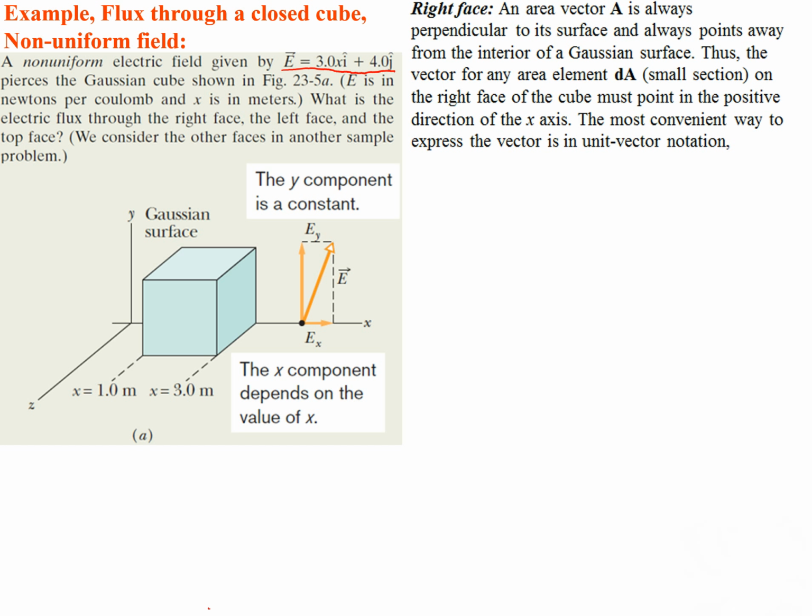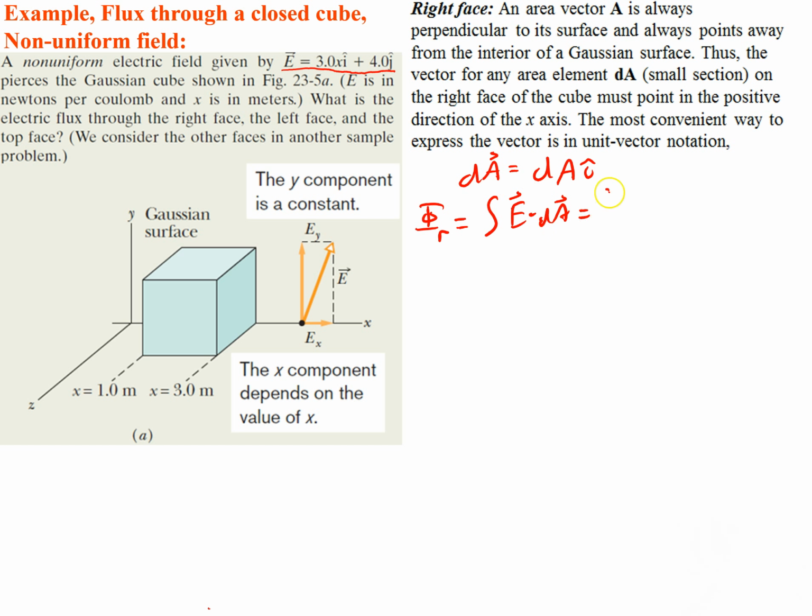Okay, so if we're just talking about the right face, well, an area vector A is always going to be perpendicular to the surface. It's always going to be coming out, and it always points away. Thus, the vector for any area element dA on the right face of the cube must point in the positive x direction. So the most convenient way to write this is going to be dA is equal to dA in the i direction. All right, so to find the flux, we use our equation for flux. So we're going to do the right side first. It's just going to be the integral of E dot dA.